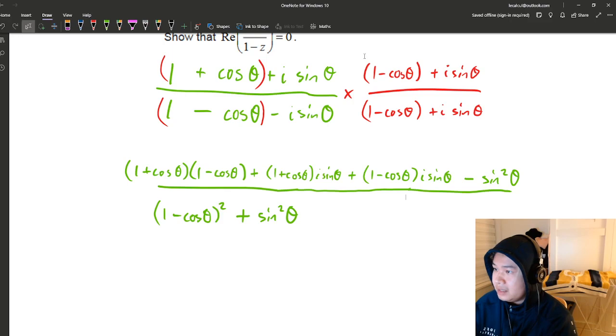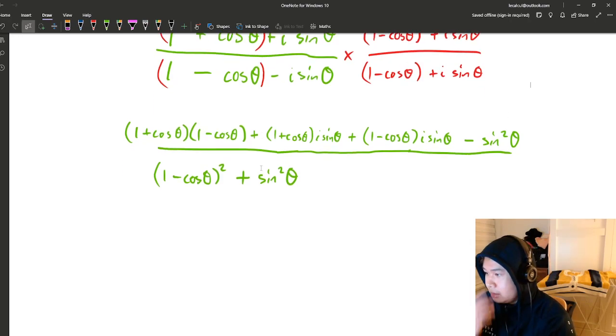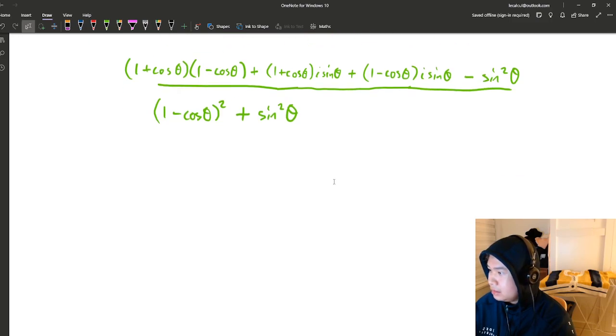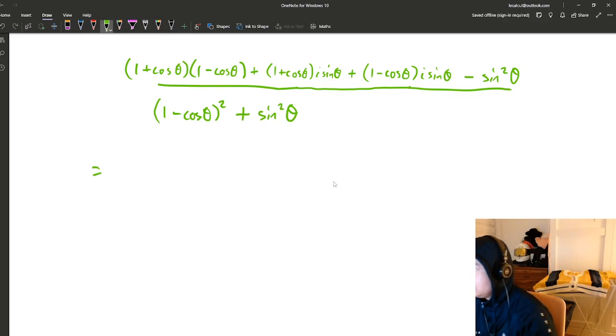Okay, so multiplying the numerators out, you should get this. So this times that, and then this times this, and then that times that, and then this times that. Okay, and then there we go. No more complex numbers. So we're going to simplify a bunch of things. First off, this is a difference of squares, so this is going to become 1 minus cosine squared theta.